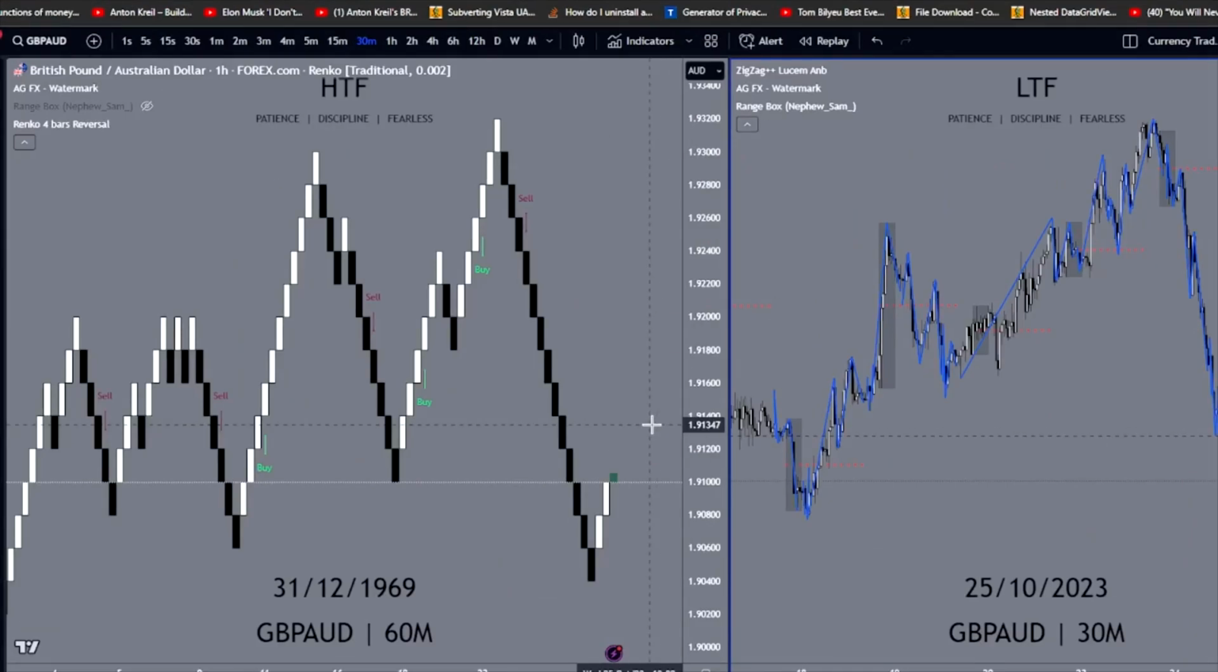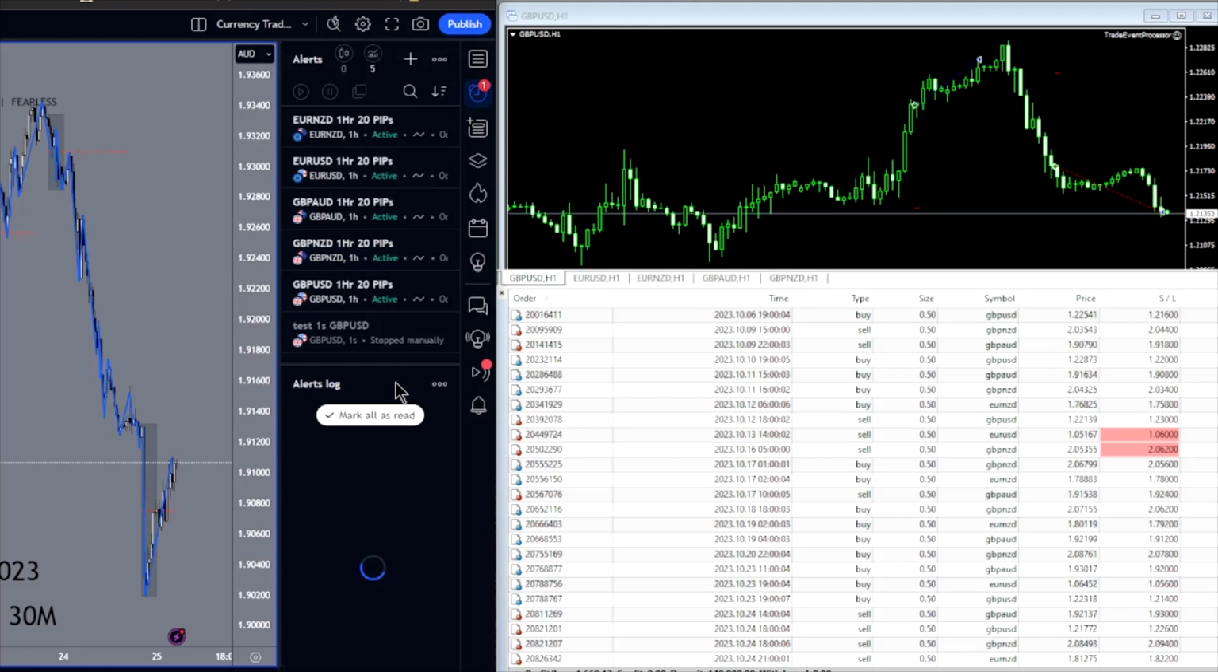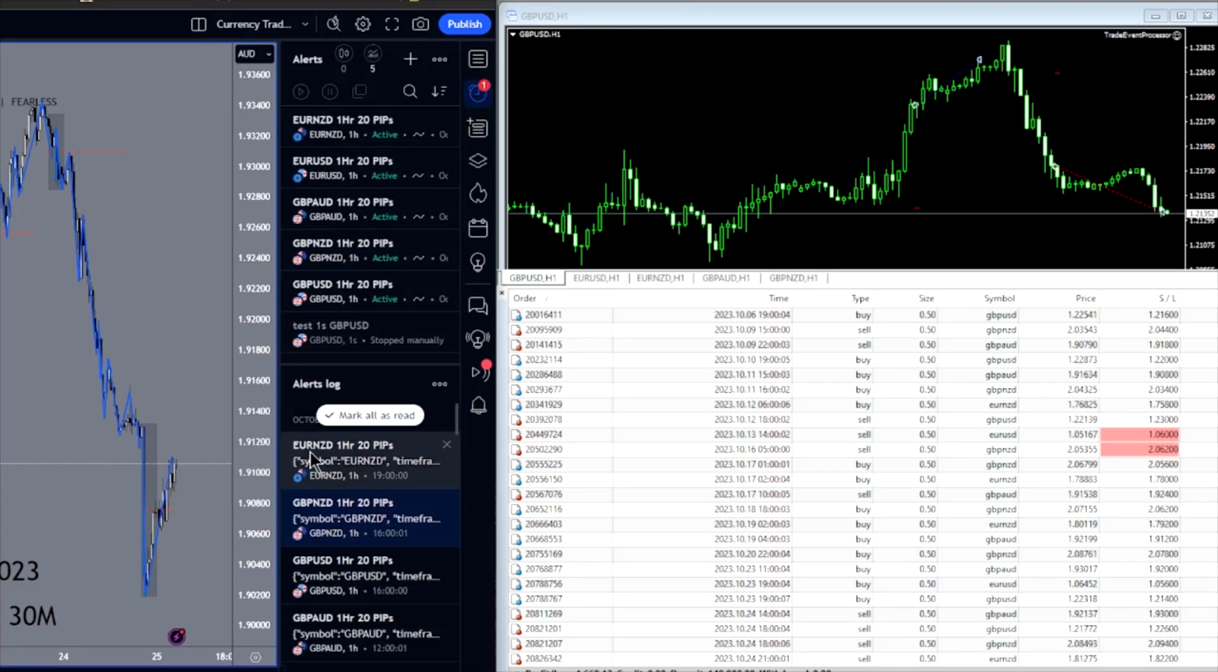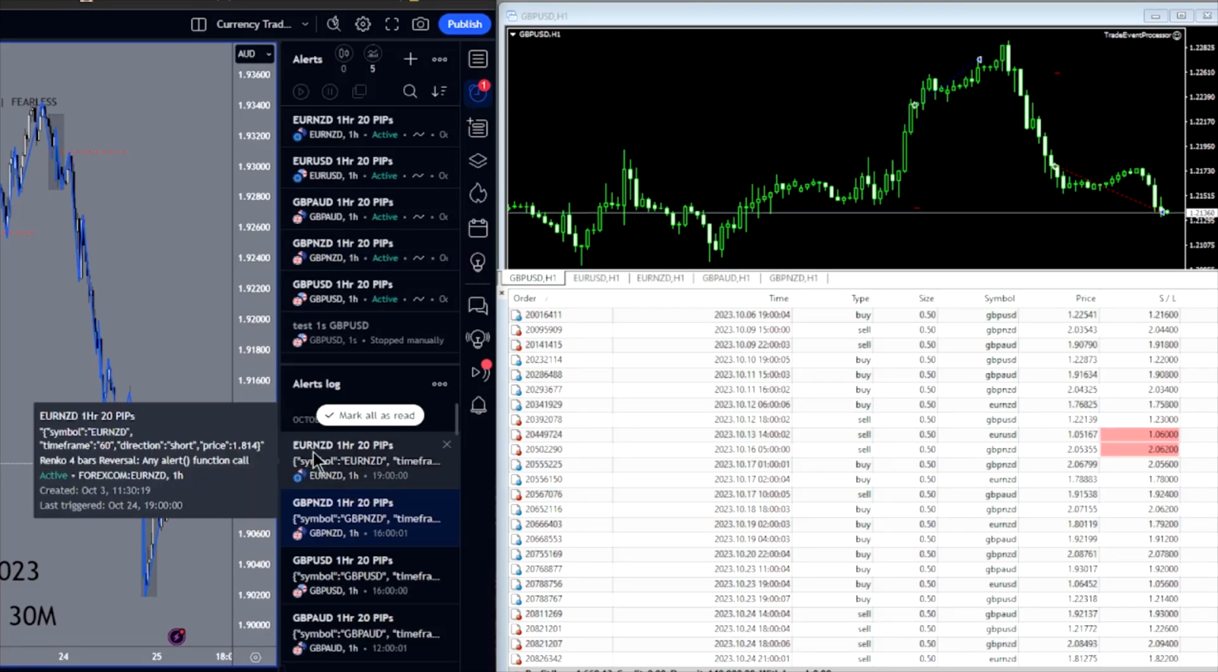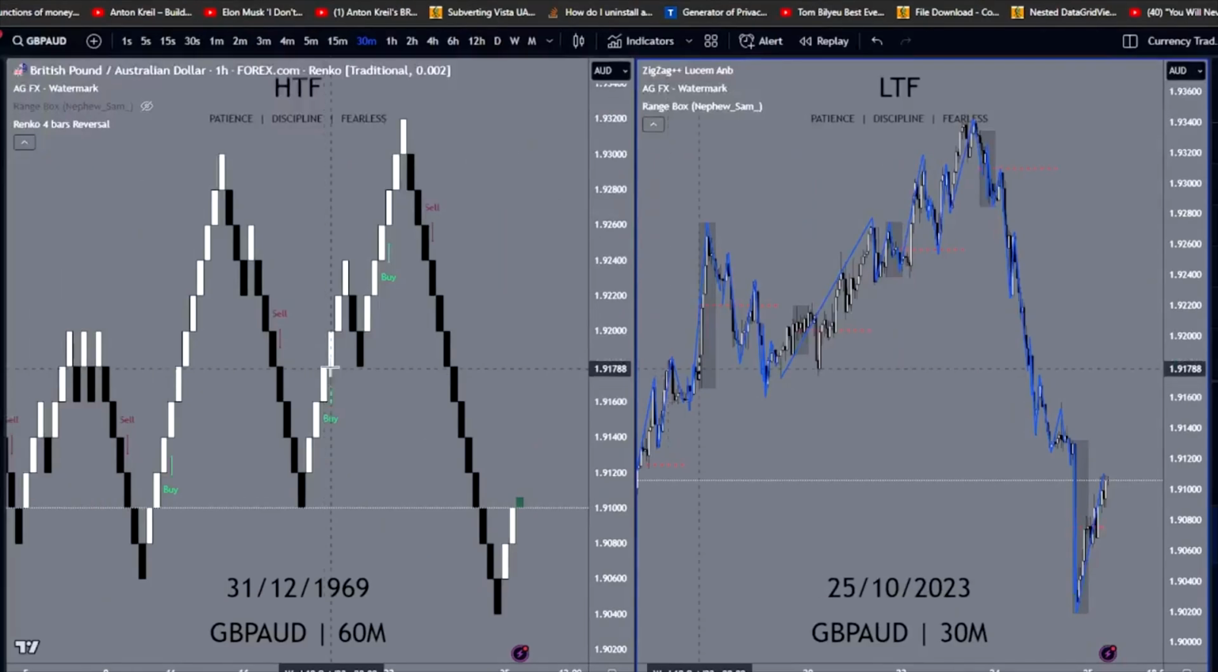In terms of money management, the stop loss is 80 pips. I've set it on the low of the fourth brick. So all that information gets sent with the alert. And an alert looks something like that. So you have the symbol, the time frame, the direction, and the price. The price is the entry point.